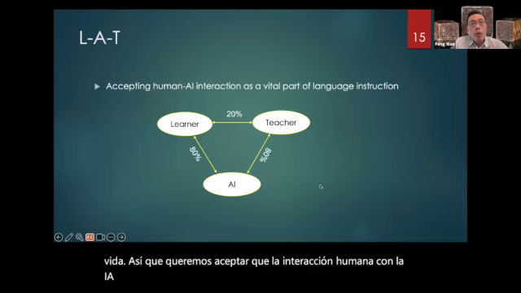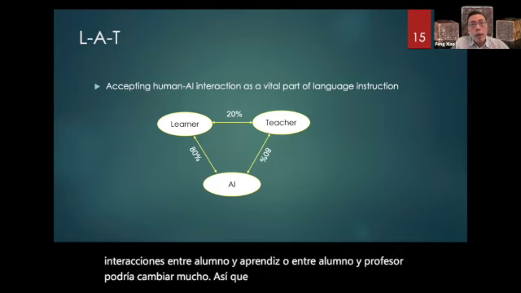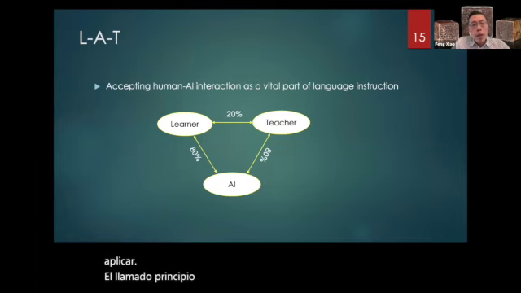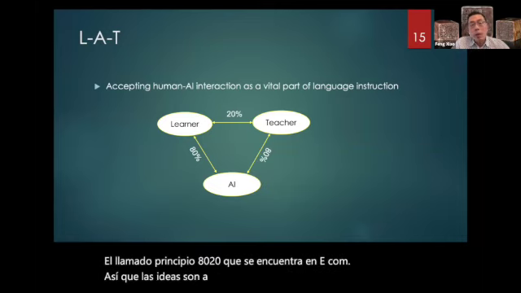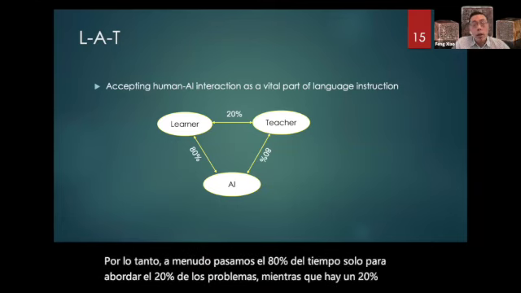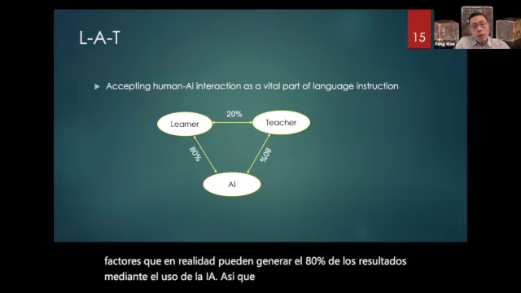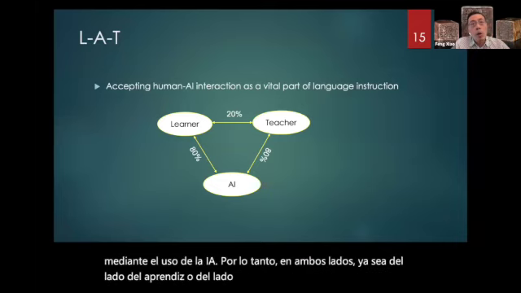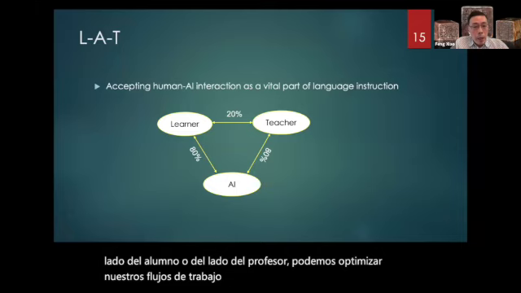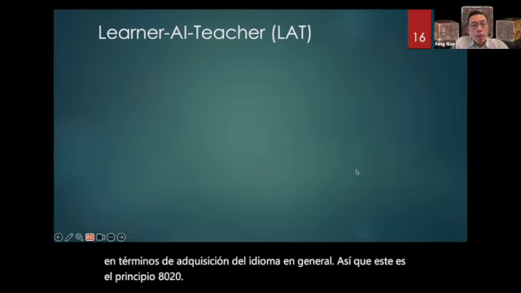In that case, the traditional classroom setting where we have learner or learner-teacher interactions could change a lot. So here we want to apply the so-called 80-20 principle, which is from econ. The idea is that we oftentimes spend 80% of time just to address 20% of issues, whereas there are 20% of factors that can actually generate 80% of results. By using AI, on either the learner side or the teacher side, we can optimize our workflows so that we can have better results in terms of language acquisition in general. So this is the 80-20 principle. Just a little bit more about that.